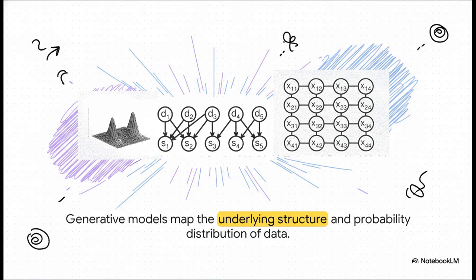And when you look at how these generative models are represented, they often look like these complicated network diagrams. What they're trying to do here is build a kind of blueprint of the data. They're not just looking at the surface. They're trying to figure out the deep down underlying structure, the rules that actually generate the data in the first place. It's about modeling the whole system, not just drawing a line through it.